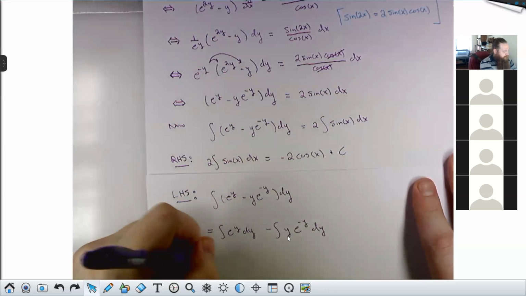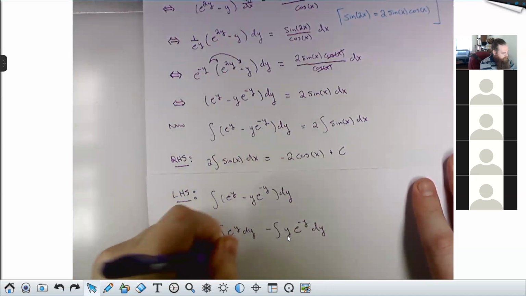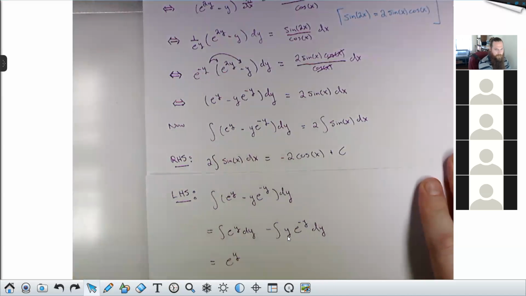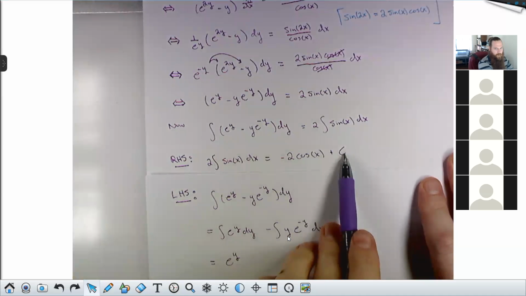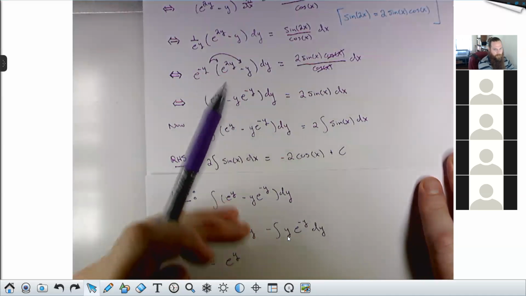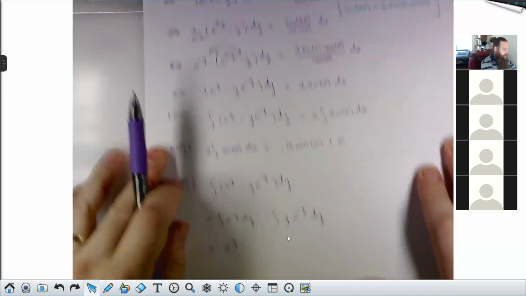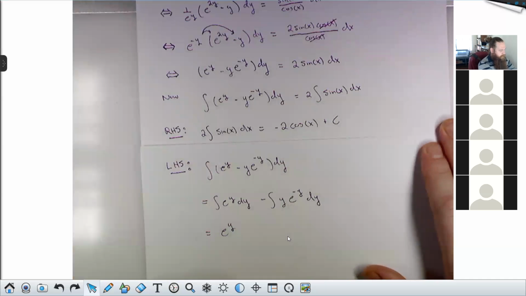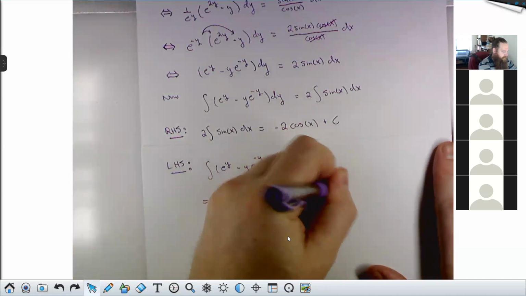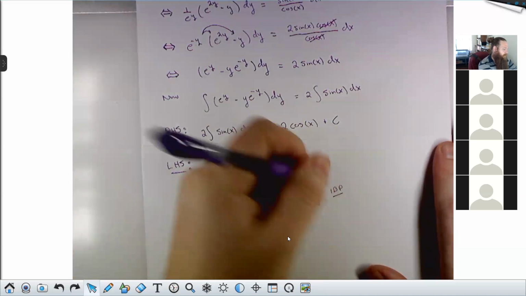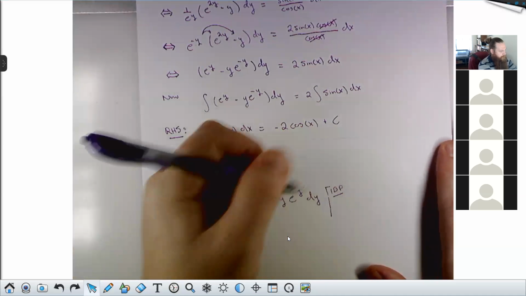And in this first piece, I'll just have e to the y. And again, I'm not going to write another plus c here. I've just got this one plus c from the right-hand side. I'm not going to write any plus c's from the left-hand side. The second integral, and I'm splitting it up because the first does not require integration by parts. This does require integration by parts. So the split up here is necessary. We use IBP, integration by parts.